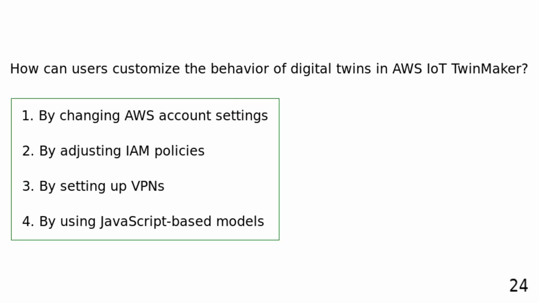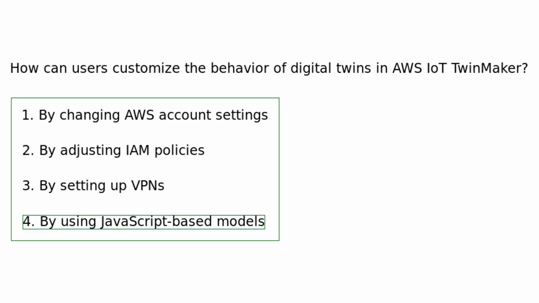How can users customize the behavior of digital twins in AWS IoT TwinMaker? By changing AWS account settings. By adjusting IAM policies. By setting up VPNs. By using JavaScript-based models. Users can customize digital twin behavior using JavaScript-based models.